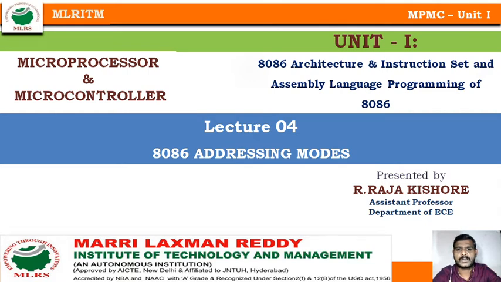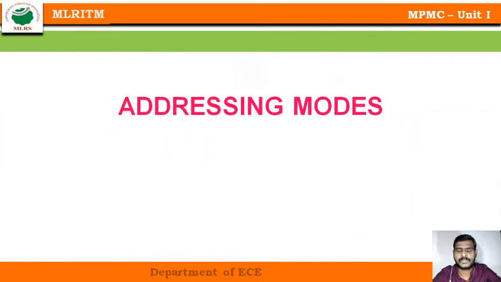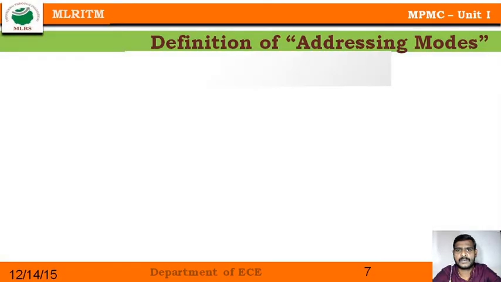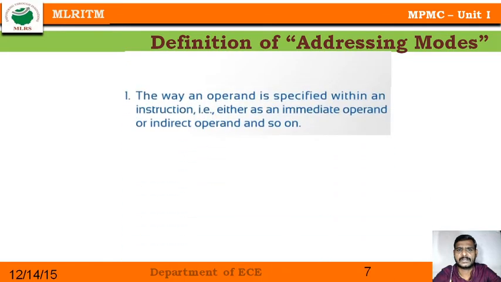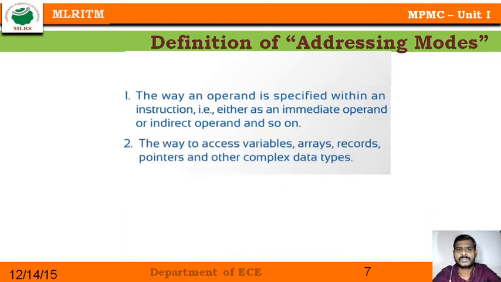When we come to the addressing modes of 8086, an addressing mode can be defined in two ways. It is nothing but the way an operand is specified within an instruction, that is either an immediate operand or indirect operand and so on. In the other way, we can also define an addressing mode as the way to access variables, arrays, records, pointers and other complex data.